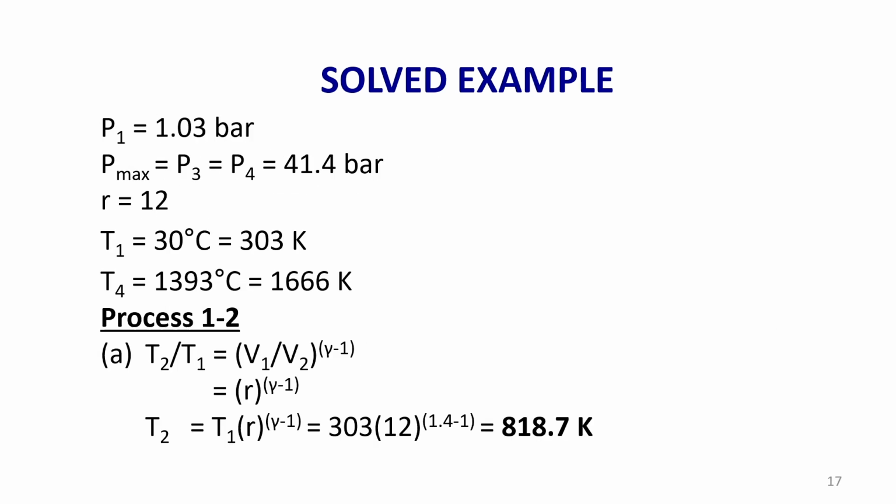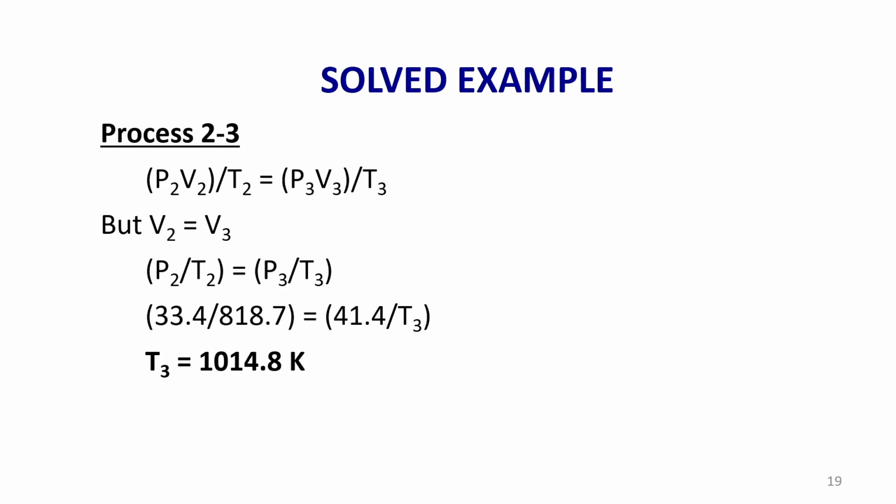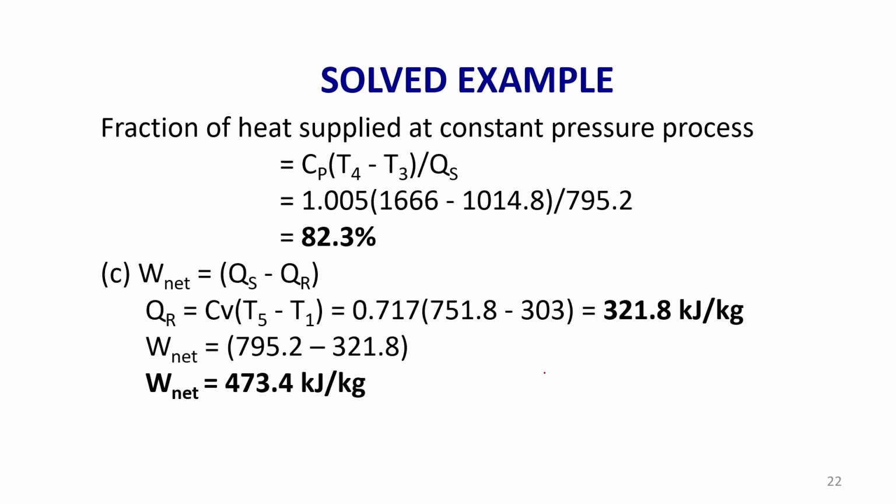Now find out the volume at 1, like we have done before: P1 V1 equal to R into T1. All the values are known. T1 you know, R the characteristic gas constant for air is known, P1 is known. We can find the volume at 1, which is 0.87 meter cube per kg.